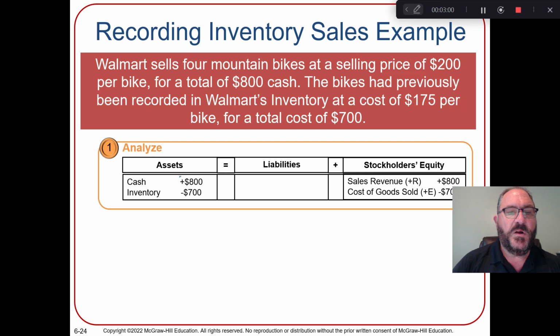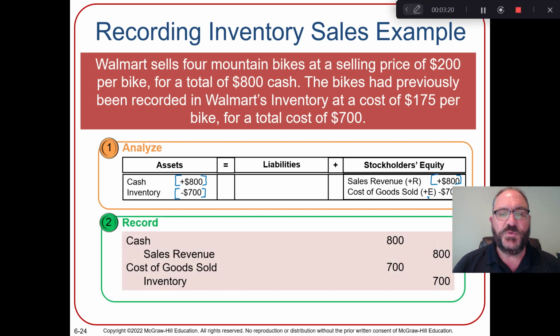So notice what happens. Our cash, an asset, goes up by $800. Our inventory, because we sold the bikes, goes down by $700. Our sales revenue goes up, and our cost of goods sold goes up. It's an expense, like I told you before. So this is the journal entry that you would see. There's the first journal entry, this is the sale, and this is the one for the inventory.